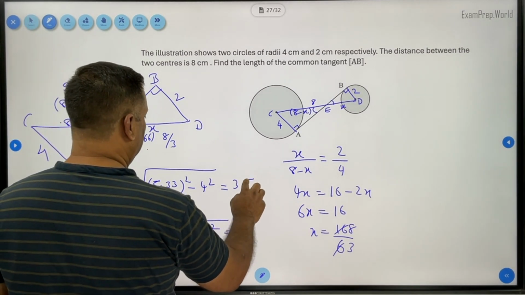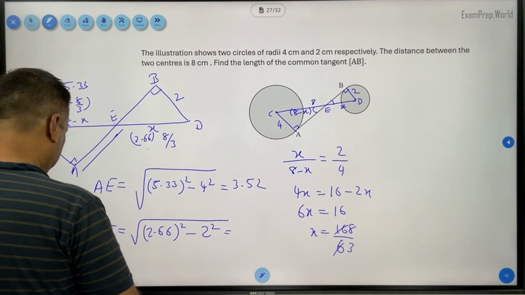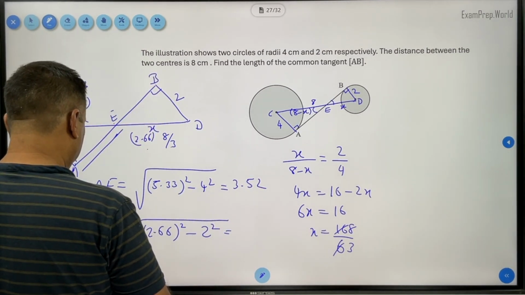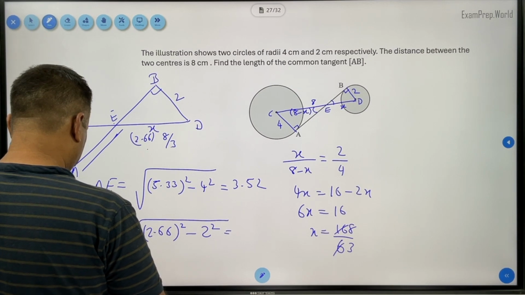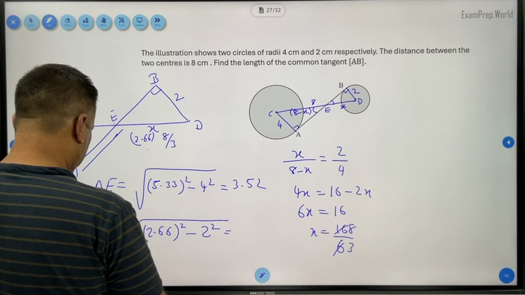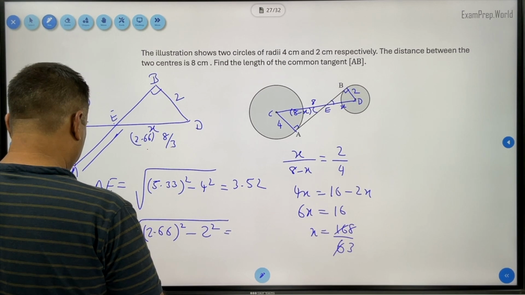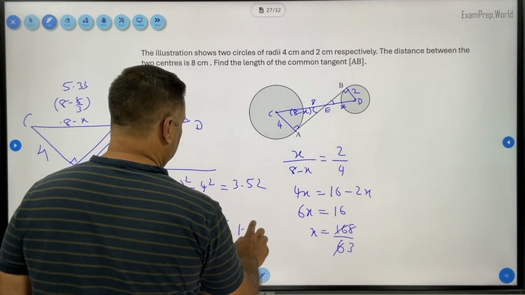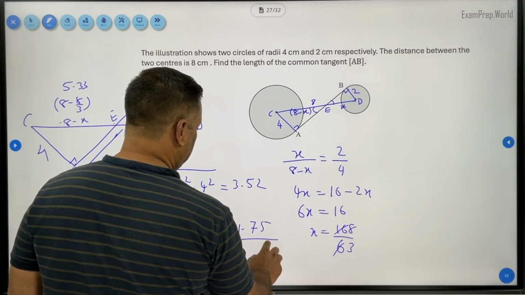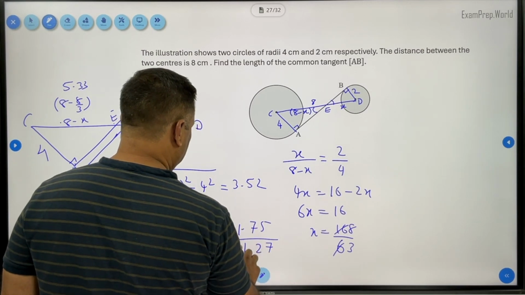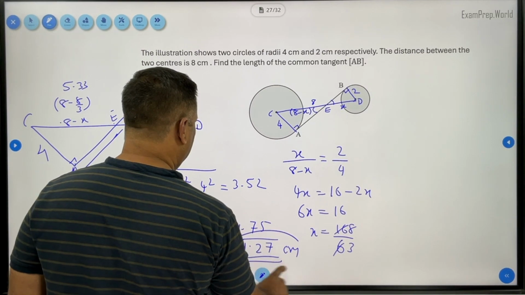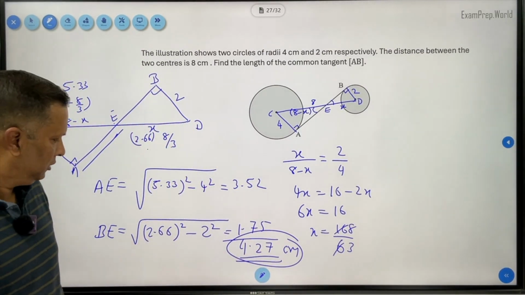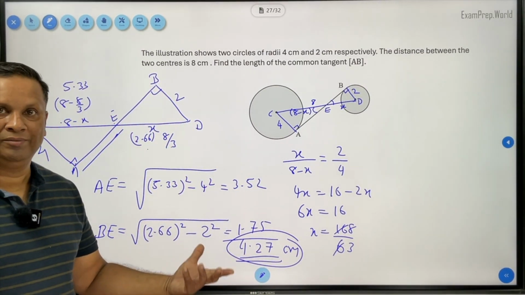0.52 and 1.75. When you add them, it is 4.27 centimeter, because everything is centimeter. So the length of the common tangent is 4.27 centimeter.